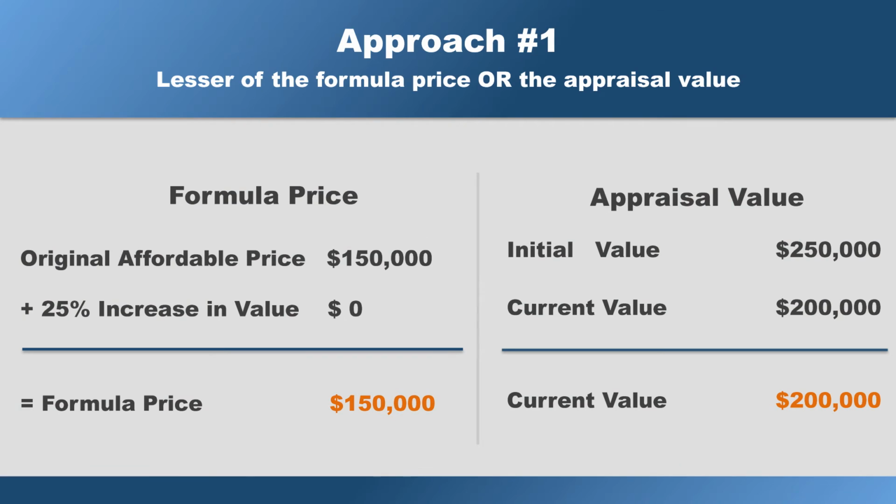In this scenario, our home that initially appraised for $250,000 and sold to the eligible buyer for $150,000 is now only worth $200,000. The formula price for that home would be $150,000 plus zero because there was no increase in value, so the homeowner's value did not fall even when market values did.